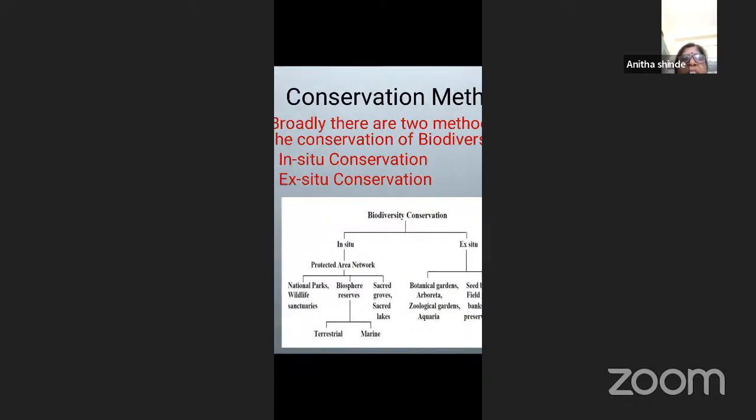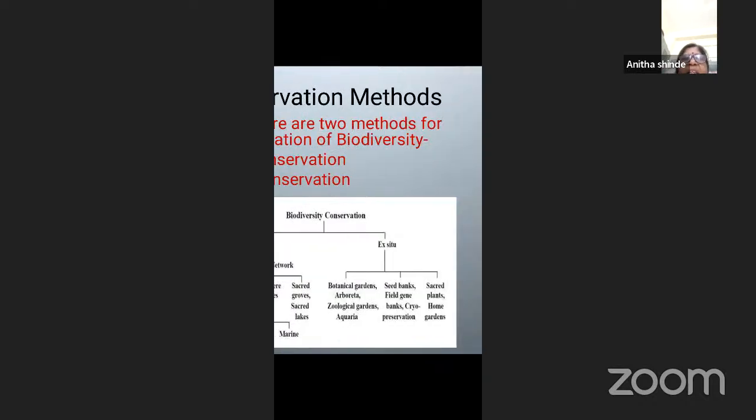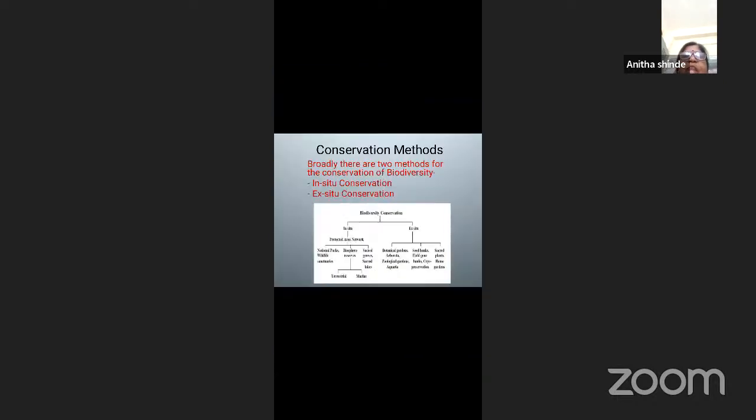Here in situ includes national parks, wildlife sanctuaries, biosphere reserves, sacred groves, sacred lakes, and all those things. Biosphere reserves are again classified into terrestrial and marine. Now when you talk about ex situ, there are botanical gardens, zoological gardens, aquaria, and all those things. Then you also have seed banks, gene banks, cryopreservation, sacred plants as well as home gardens. These all come under ex situ. We have already discussed all these things.